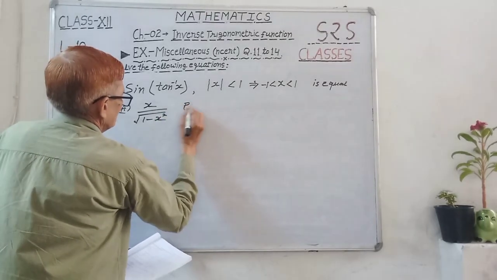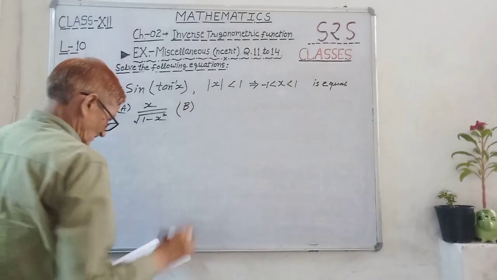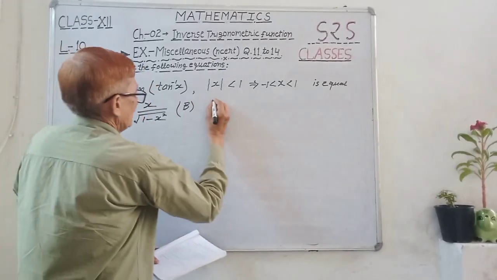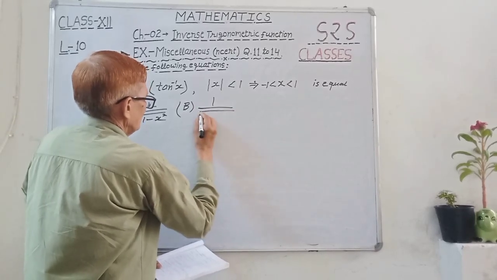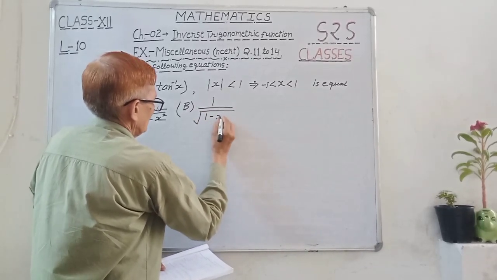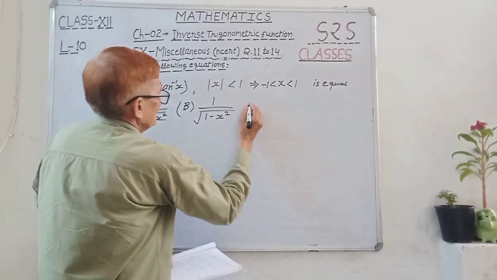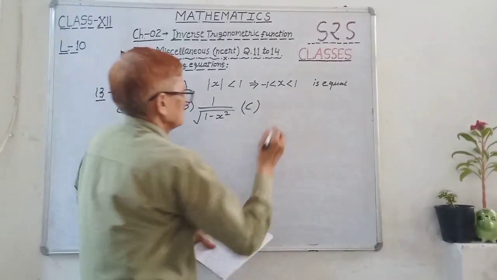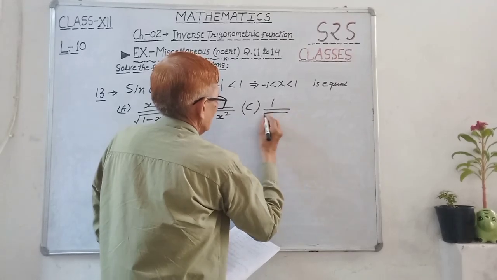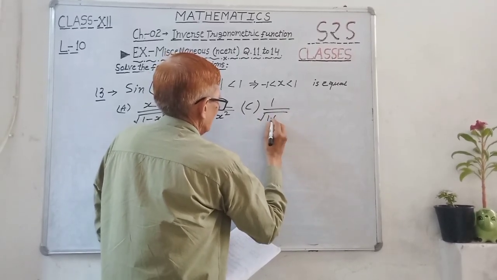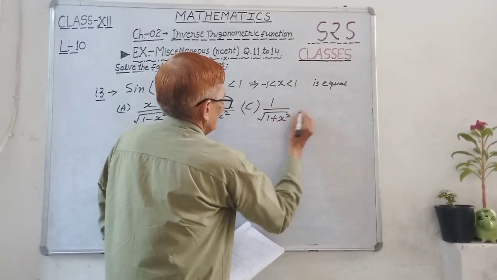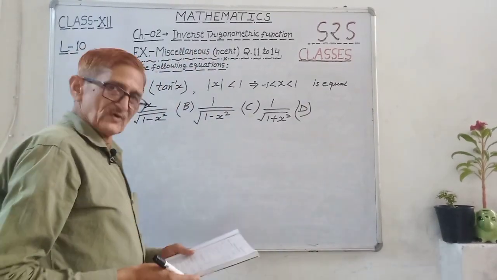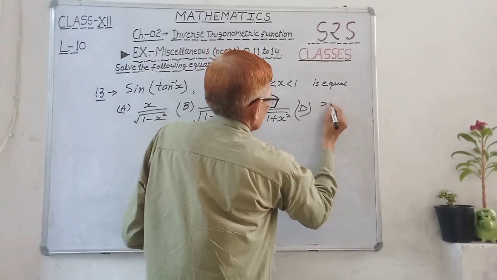B option: 1 upon square root of 1 minus x square. C option: 1 upon root 1 plus x square. And D option: x upon root 1 plus x square.